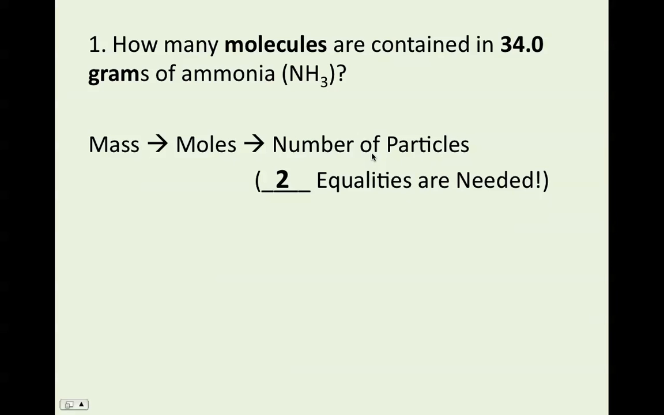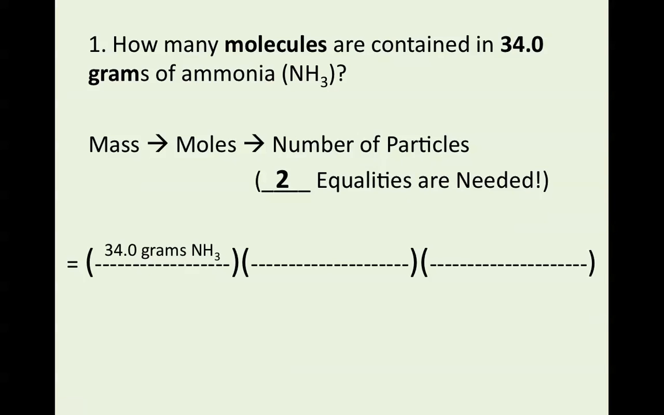So as always, we're going to start with our given. We have our grams, which is going to be in the first denominator, just like always. So this is where we're going to convert from mass to moles. So I have grams of NH3 going to moles of NH3. Our GFM, which you would calculate, is 17.0 grams of NH3, and that's equal to 1 mole. Now these grams have canceled each other out.